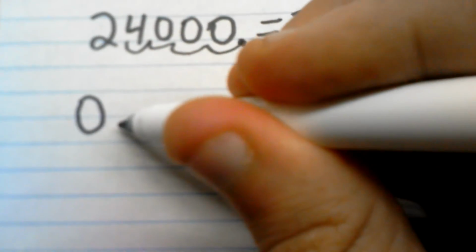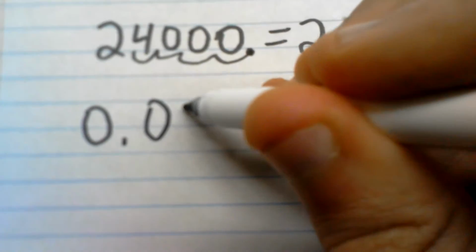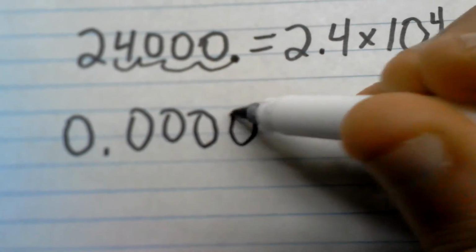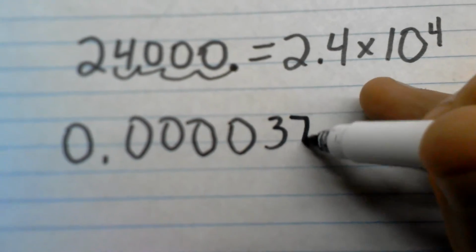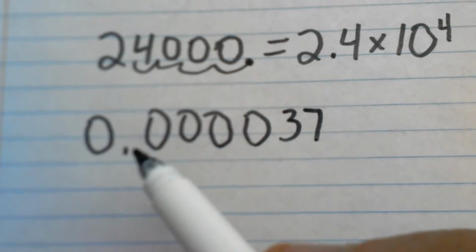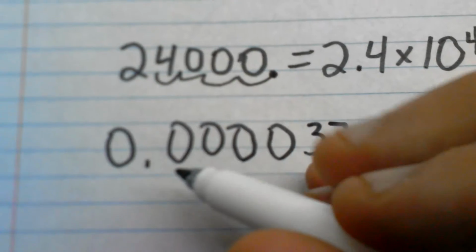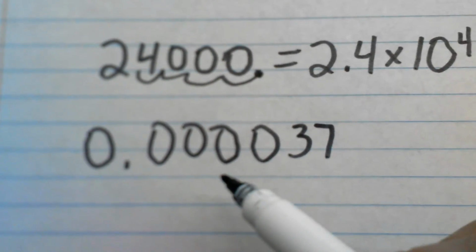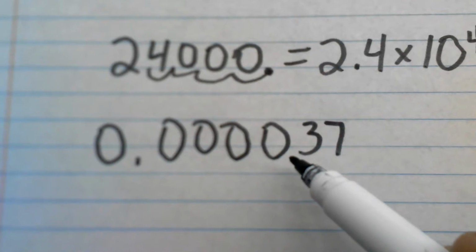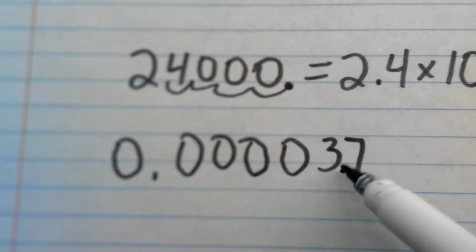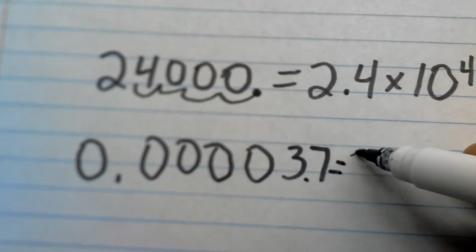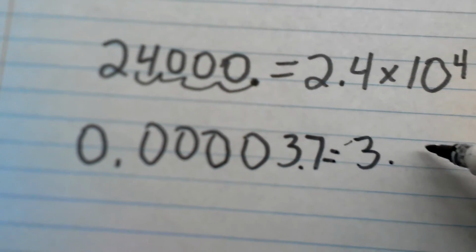Now the other way around, if I have a really small number, I'm going to do the opposite. I'm going to move it now to the right. So this had moved 1, 2, 3, 4, 5 in order for it to be between 1 and 10. So I moved it 5 times. So I have my 3.7 there.